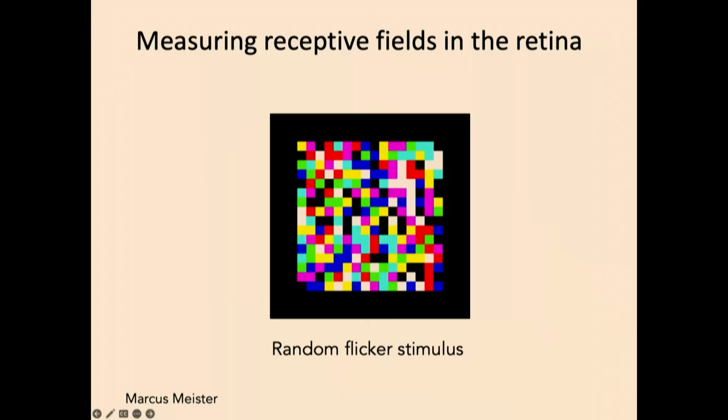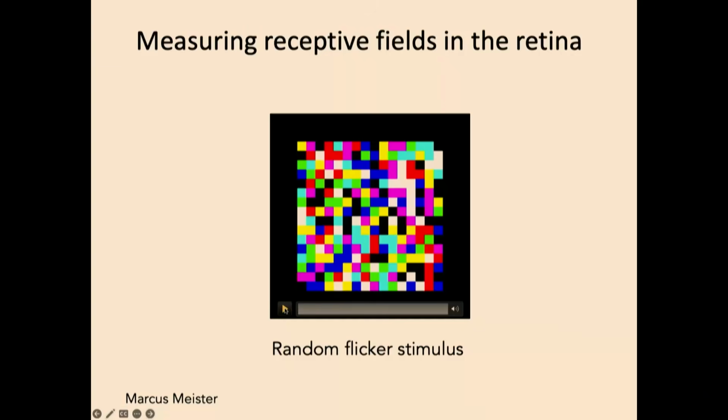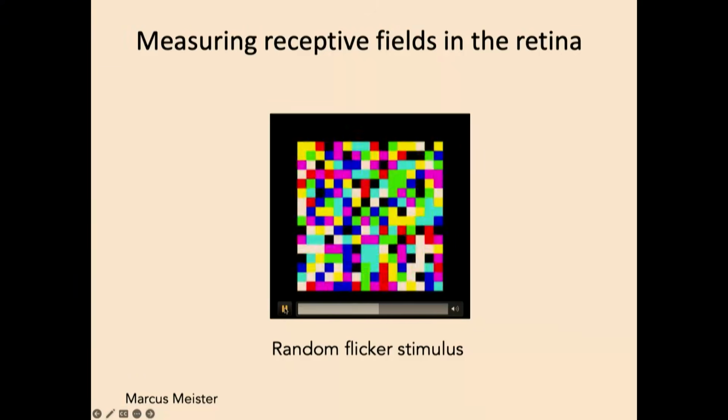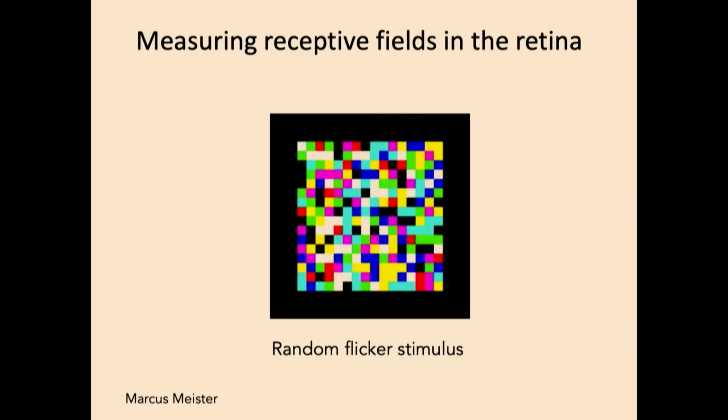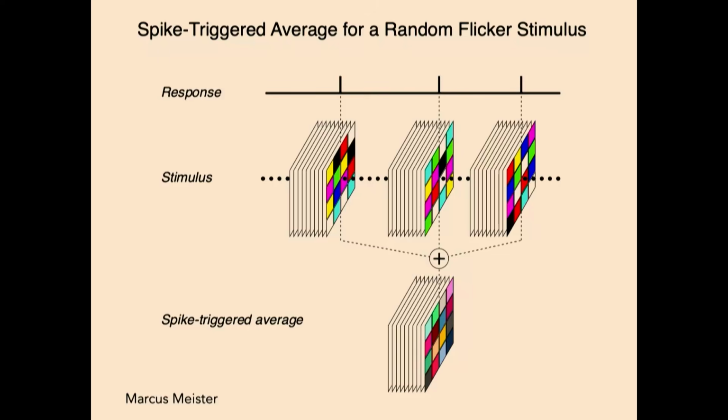Okay, so that's the basic concept for how these filters work. So how can we measure receptive fields? Well, remember a couple lectures ago we talked about the idea of the spike-triggered average as one way to measure these filters. The way that works is you take a random flicker stimulus. This is just a sequence of random images. It's a movie. You present that to an organism whose retina you are recording from.